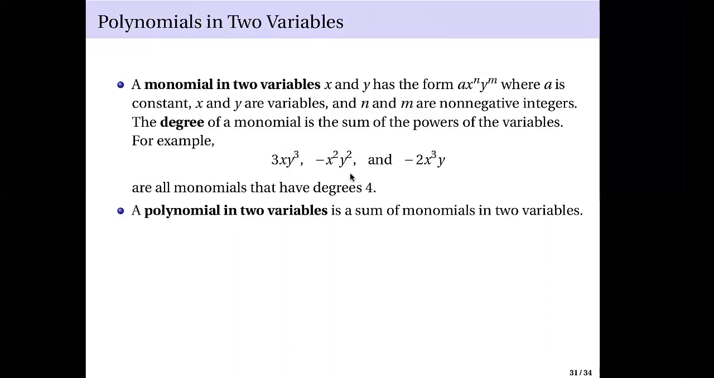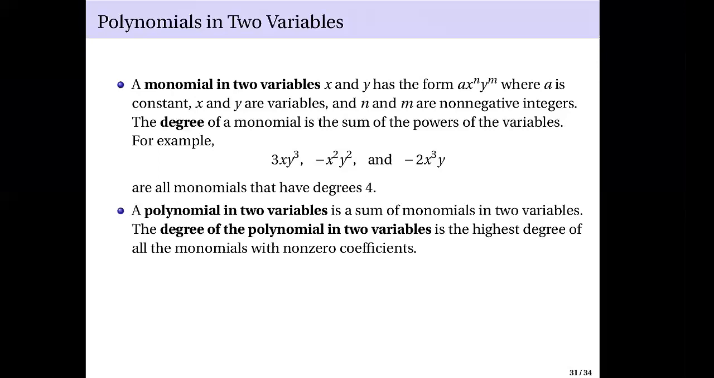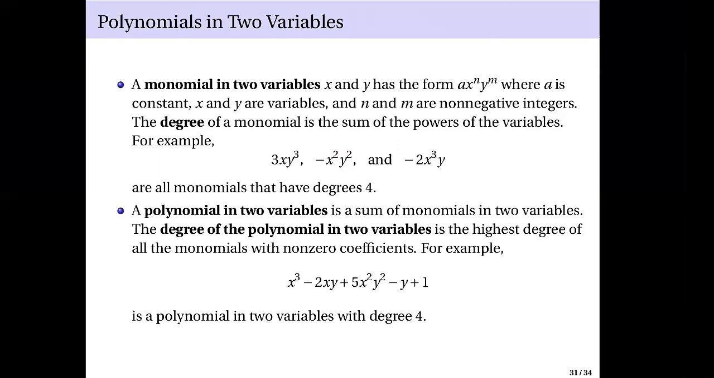So a polynomial in two variables is a sum of monomials in two variables. You can add all of them and get a polynomial, just like polynomials in one variable. The degree of the polynomial in two variables is the highest degree of all the monomials with non-zero coefficients. So you will look at the degree of each monomial and choose the highest.